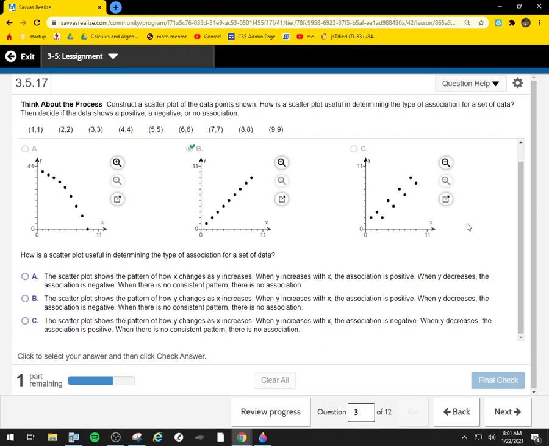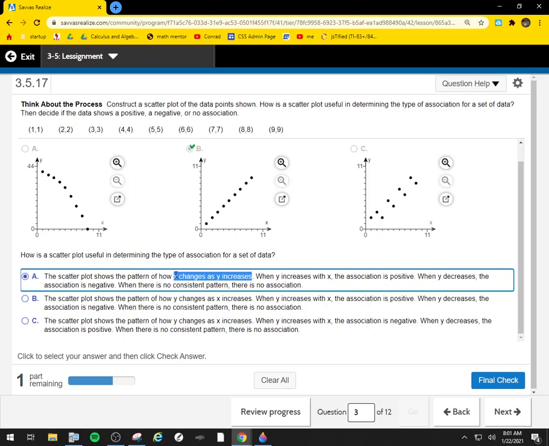So now let's see what this next part of the question is. How is a scatter plot useful in determining the type of association for a set of data? All right, there's a lot of words here. Let's see if we can figure this out. The scatter plot shows the pattern of how x changes as y increases. So let's back up. If you remember earlier, I was saying as x increases. So I already know it can't be this one.